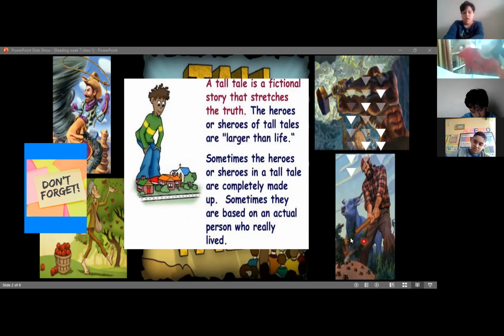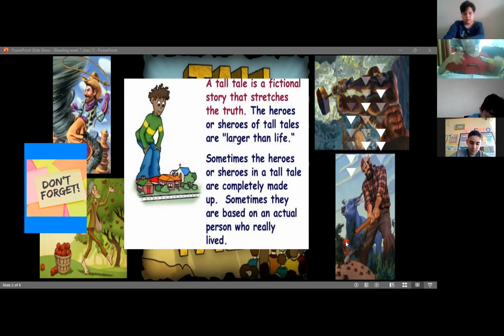So it's a person that really lived, but it wasn't true that he was so strong that just by using a hammer, he could do that. So that is a tall tale, class. In this presentation, you can notice that we have some examples of tall tales.